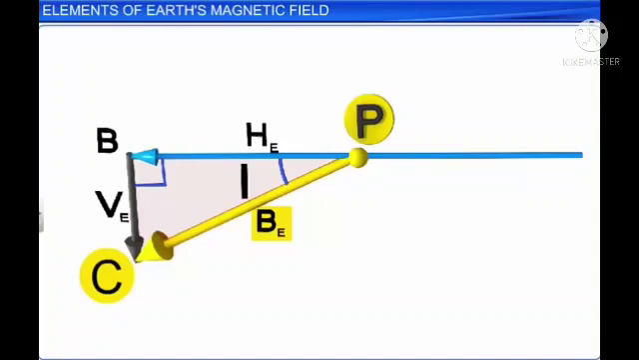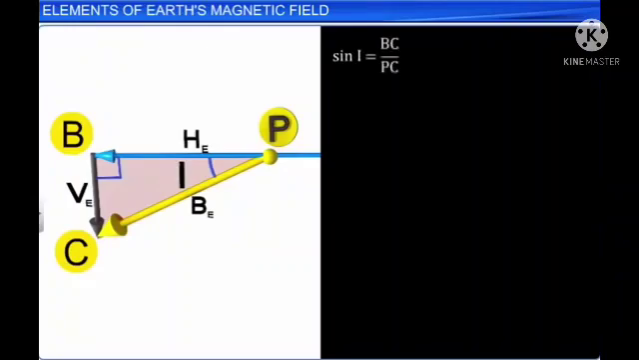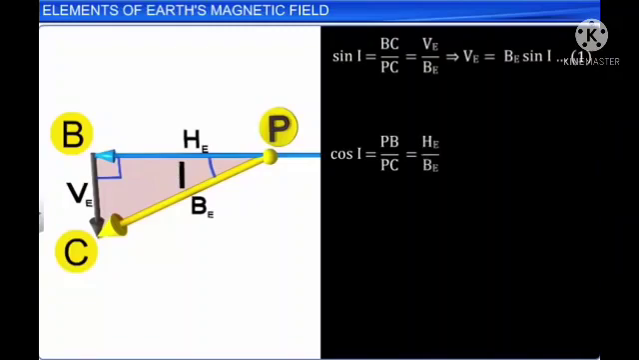Sin I is equal to BC divided by PC, which is equal to VE divided by BE, or VE is equal to BE sin I. Cos I is equal to PB divided by PC, which is equal to HE divided by BE, or HE is equal to BE cos I. Tan I is equal to BC divided by PB, which is equal to VE divided by HE, or VE is equal to HE tan I.